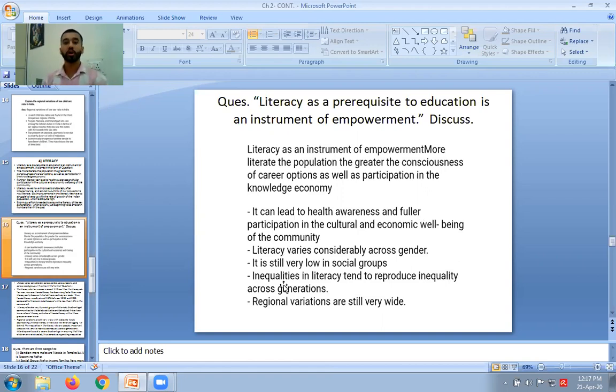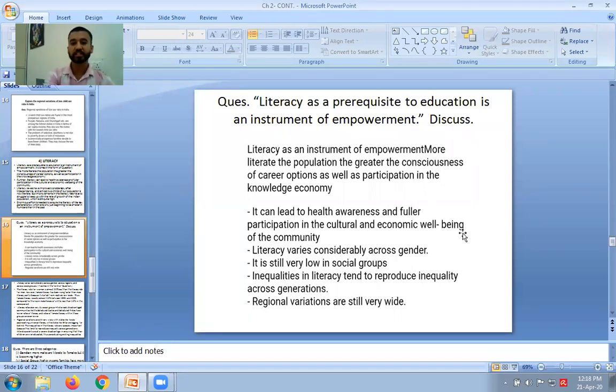He always knows what is happening in the culture and what is not happening in his society or in his surroundings. So he's always aware about the things that are happening in a society, and he always contributes to the economic well-being of the community. Because when a person gets education, he's definitely going to get some kind of employment in his life, and ultimately he's going to contribute to the economic welfare of the community as well. And literacy varies considerably across gender.